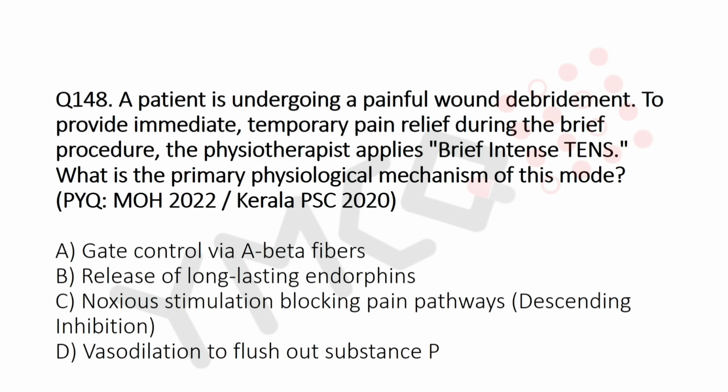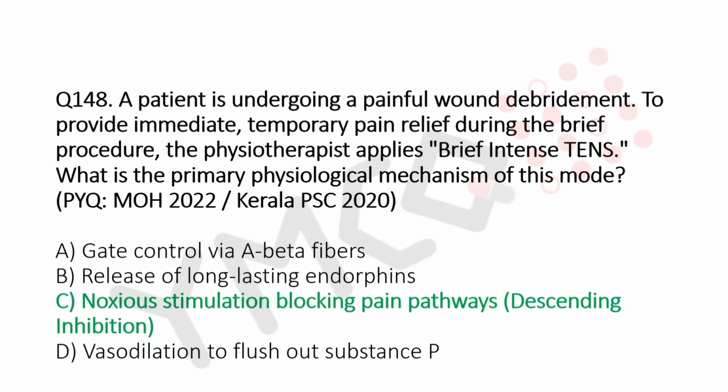And the answer is option C, noxious stimulation blocking pain pathways. Brief intense TENS uses very high frequency and very high intensity to essentially short circuit the nervous system. It causes a mildly noxious, painful stimulation that triggers the brain to block the sharp pain of wound cleaning. Okay?